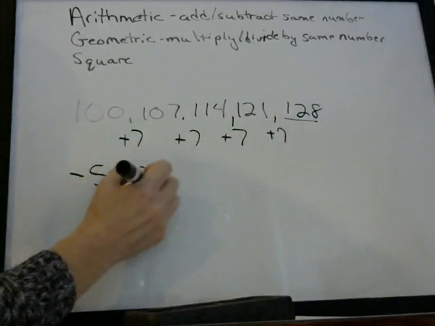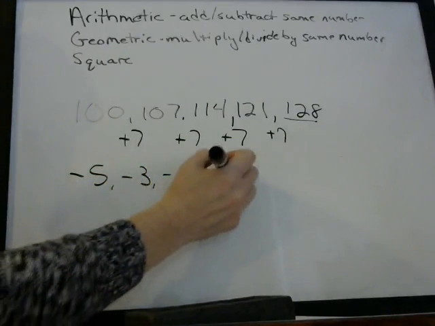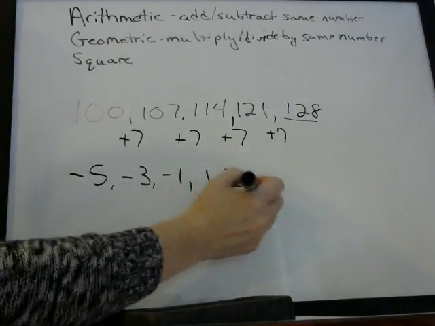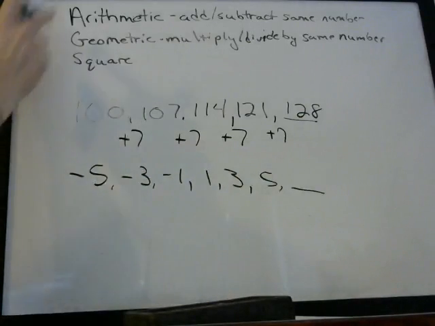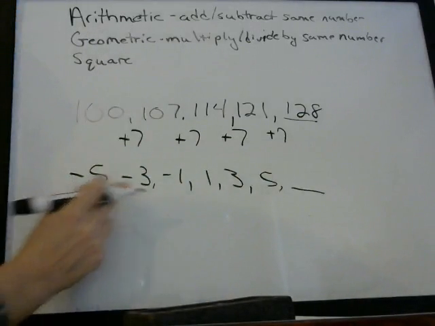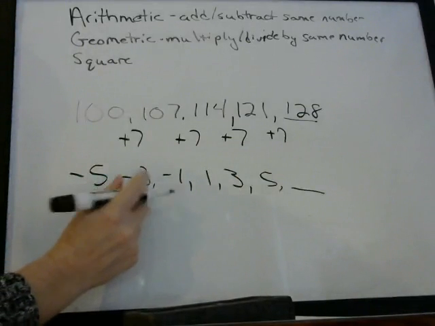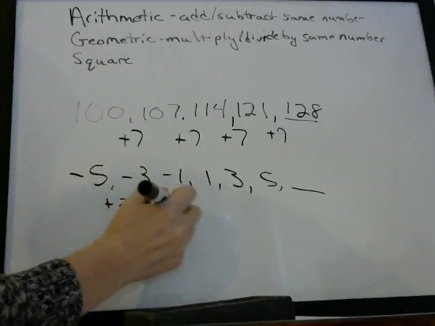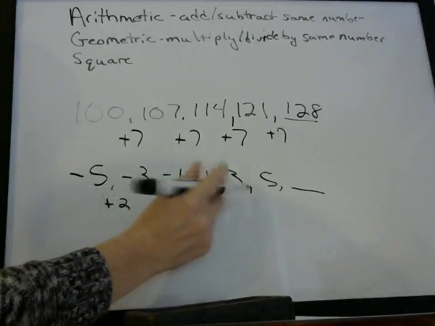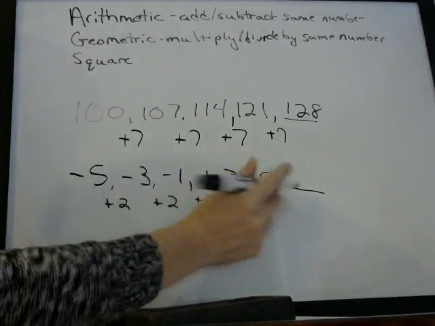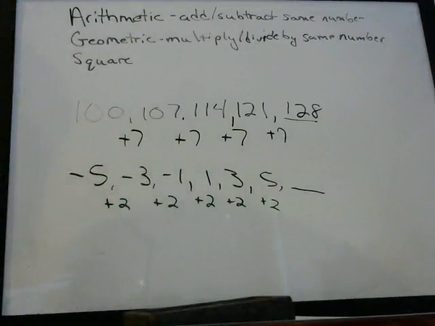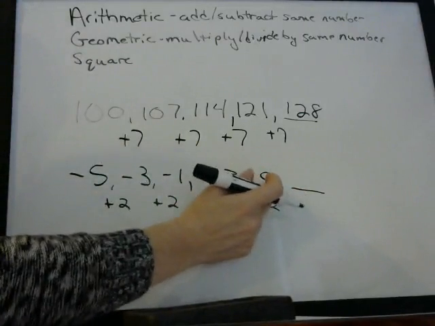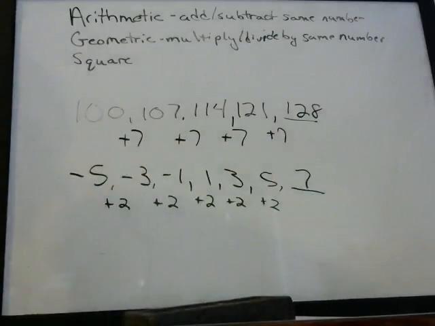Another example. Let's say they give us this: -5, -3, -1, 1, 3, 5. What's the next number in the sequence? First thing to check, is it arithmetic? How did we go from -5 to -3? You added 2. -3 to -1, you added 2. -1 to 1, you add 2. 1 to 3, you add 2. 3 to 5, you add 2. So you're always adding 2. That makes it an arithmetic sequence. So to get the next number in the sequence, we're going to add 2. 5 plus 2 is 7. So that's the answer to this question.